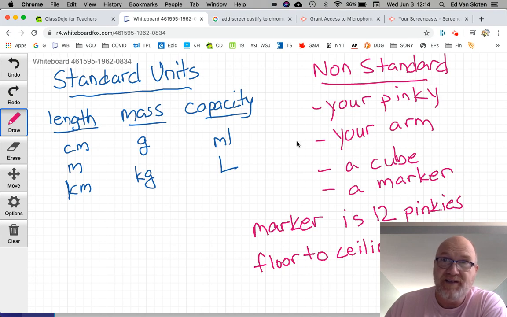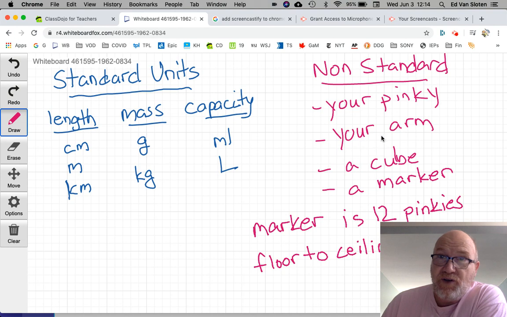So something like, you don't have your ruler with you, so you measure something with your pinky. My pinky's a bit bigger than a centimeter wide. Your pinky is probably less than a centimeter wide. So it's not the same length. You know, someone might have a giant pinky. Who knows?